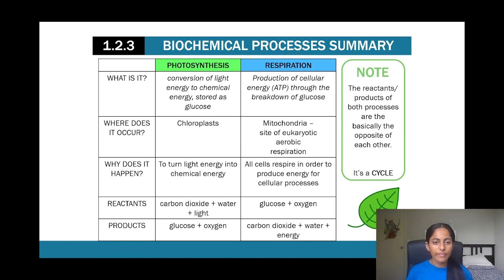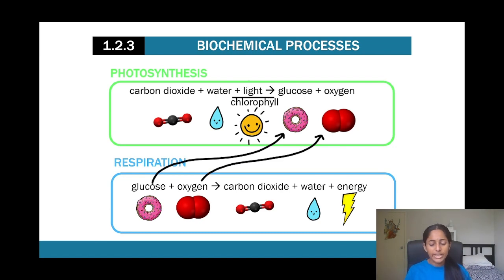And just to further compare photosynthesis and respiration, you can see here that photosynthesis occurs in chloroplasts, whereas respiration occurs in mitochondria. So for mitochondria, it's eukaryotic aerobic respiration. Aerobic respiration pretty much means respiration in the presence of oxygen. And photosynthesis occurs to convert light into chemical energy, and respiration occurs so that you can produce energy.